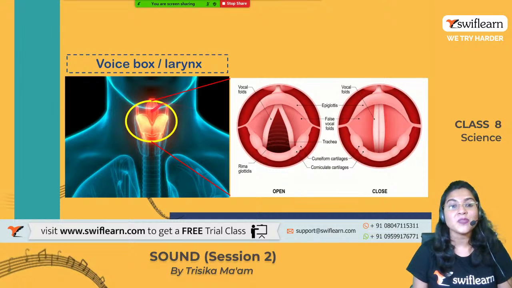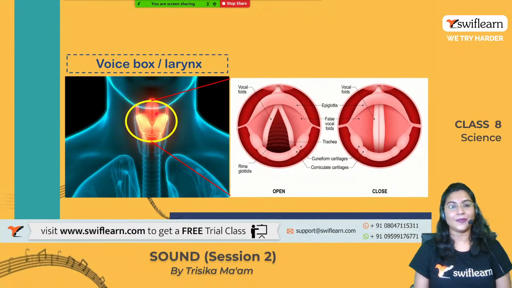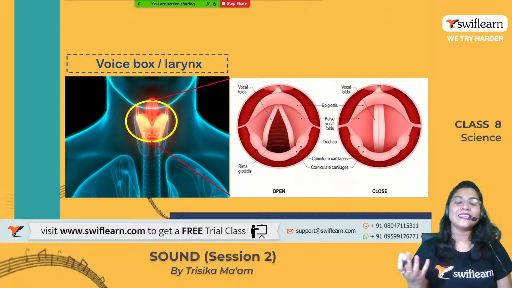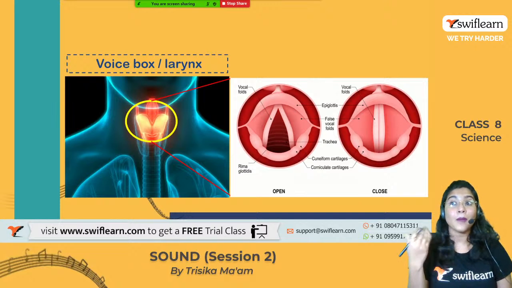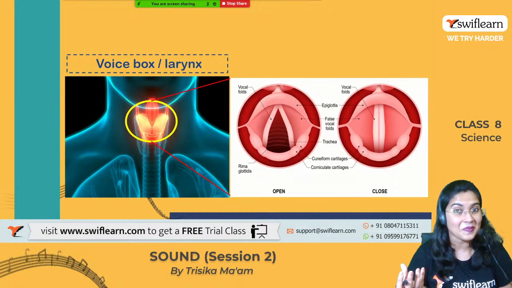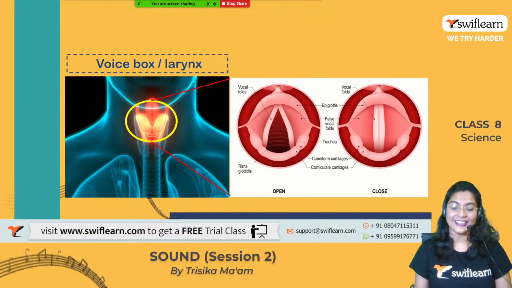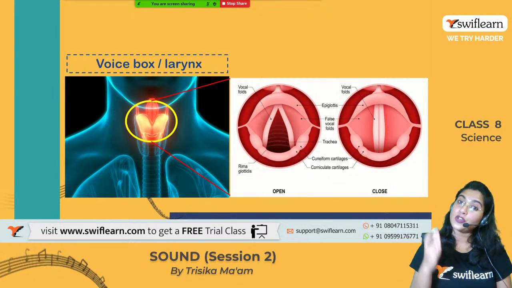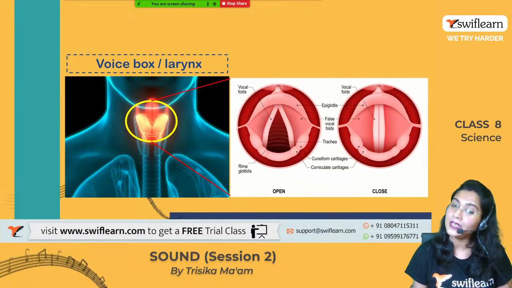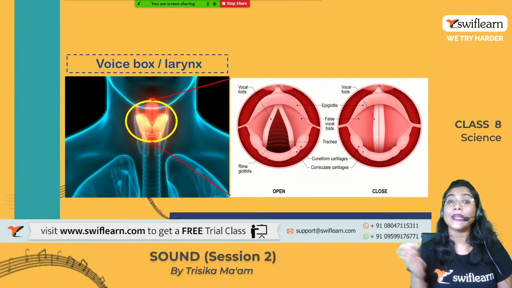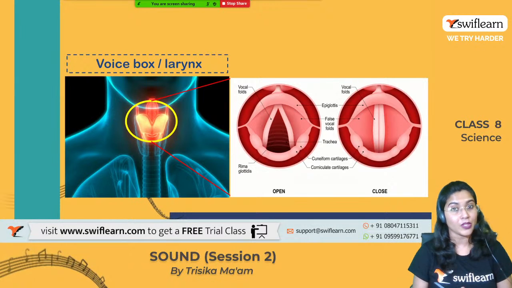Fine. So it is present in this region. It is very easily visible in case of the boys because the voice box of the boys is larger. From outside it looks like a bump and we call it the Adam's apple. Remember we studied it? Yes, exactly. So this is the voice box, and due to the vibration of this voice box, sound is produced from our body. Fine. Now let us focus on what is present inside the voice box.